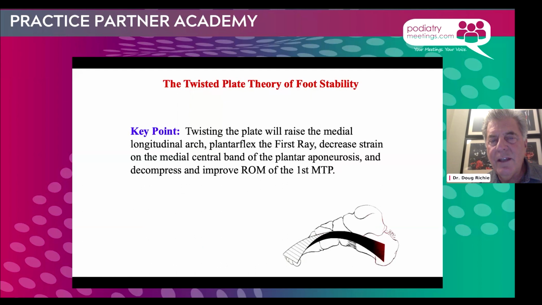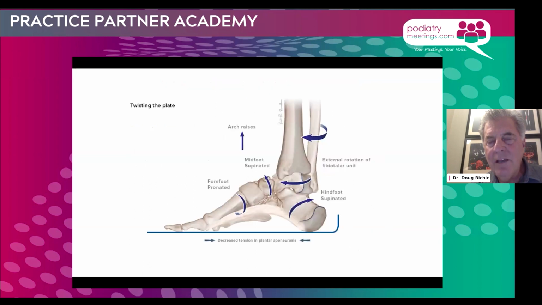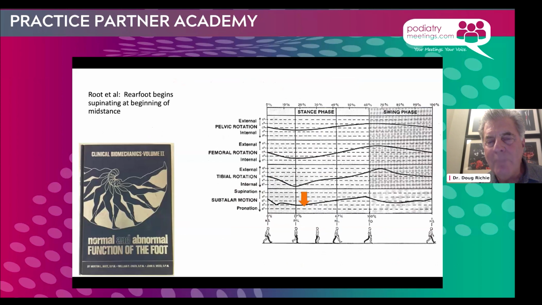If we put this together with the twisting of the plate, we realize that as we raise the medial longitudinal arch and plantar flex the first ray with forefoot pronation, we not only decrease strain in the plantar aponeurosis, as Serafian showed, but we theoretically improve range of motion of the first metatarsophalangeal joint during push-off of the transverse axis. So this is the mechanism that we would like to see during the push-off phase of gait.